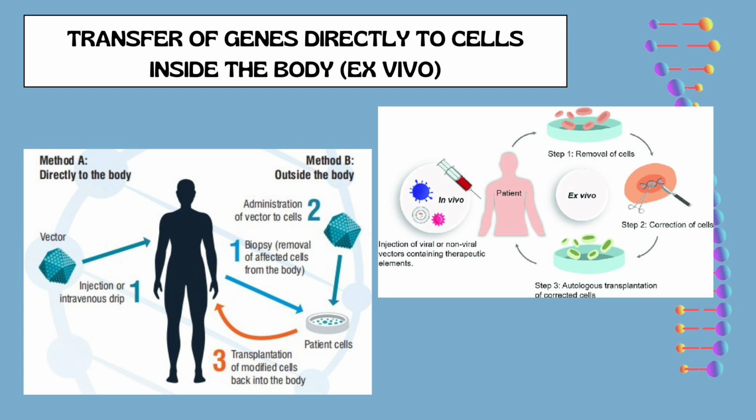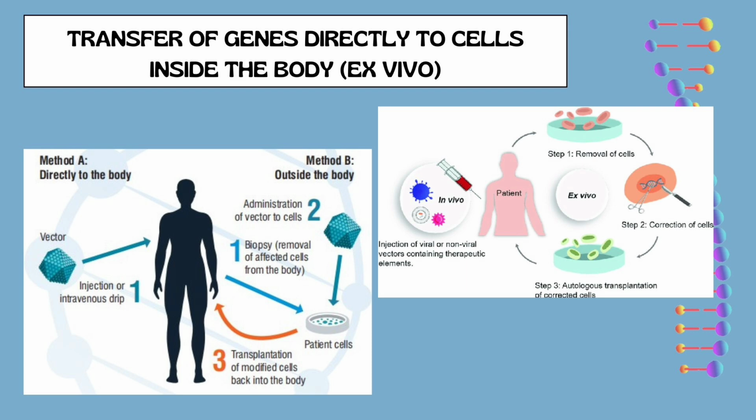So, in ex vivo gene therapy, the steps are: first, biopsy or removal of affected cells from the body. The cells of the patient are removed through a biopsy. Vector administration: the cells are exposed to a vector, viral or non-viral, containing the therapeutic gene. This allows the corrected gene to be integrated into the cell's DNA. Then transplantation of modified cells back into the body: the modified cells are transplanted back into the patient. This is called an autologous transplantation because the cells originate from the patient themselves.